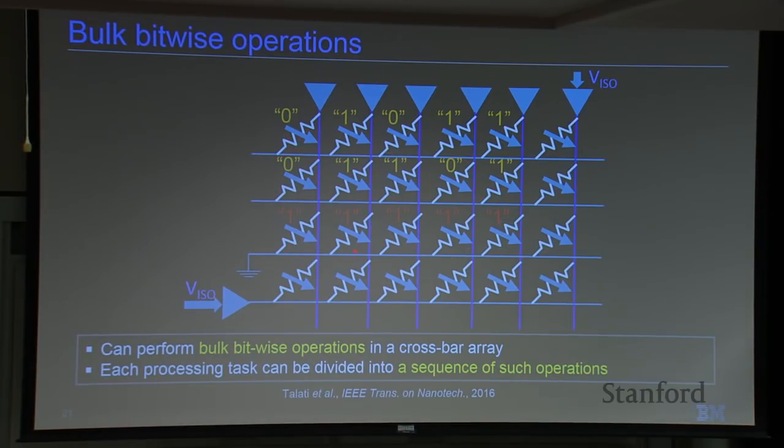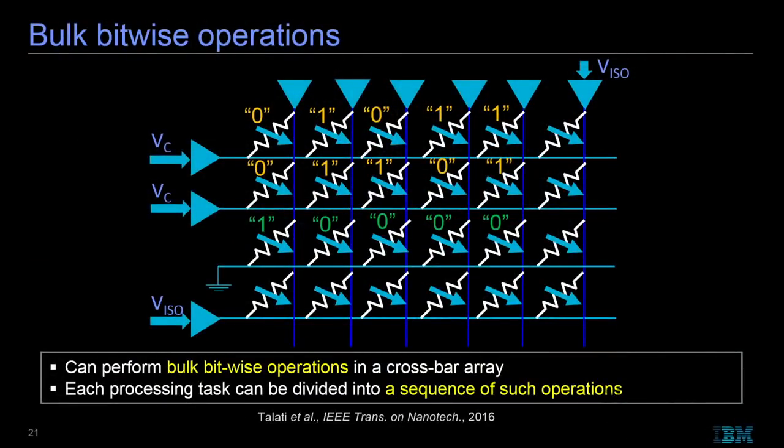So what you do is you first initialize all these devices into the low resistance state, 1, and now you apply this Vc to the row. And what happens? Because of the way the current flows, you will get the NOR operation implemented and written onto the adjacent row here. So we are able to perform bulk bitwise operations in a completely stateful manner. And if you don't want to perform this operation on some devices, you can, of course, use appropriate isolation voltages to remove them from the operation.